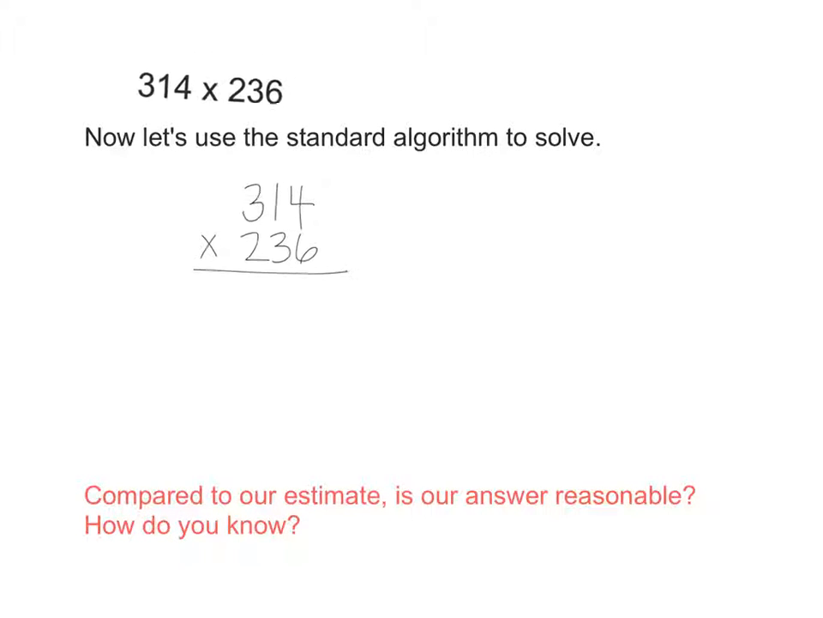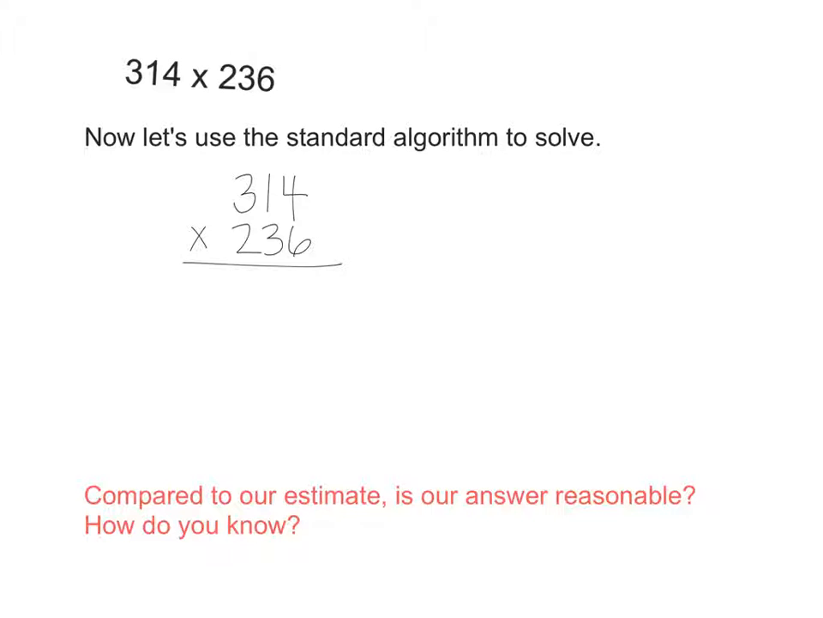Okay. So we can get ready to multiply. Of course, we start with the ones place. I know that 6 times 4 is 24. I'm going to record the little 2 there when I carry it or when I regroup it. 6 times 1 is 6 plus 2 is 8. Good. 6 times 3 is 18.